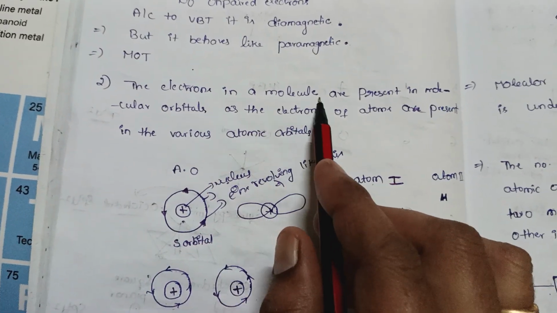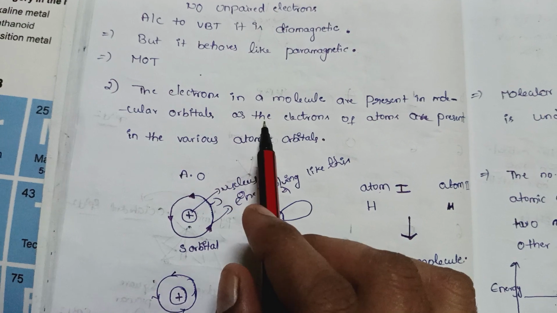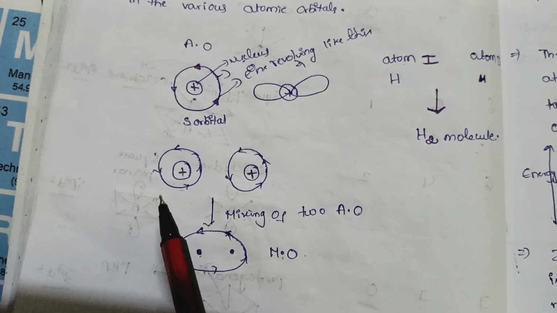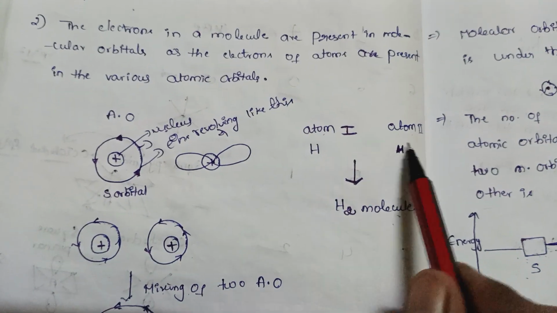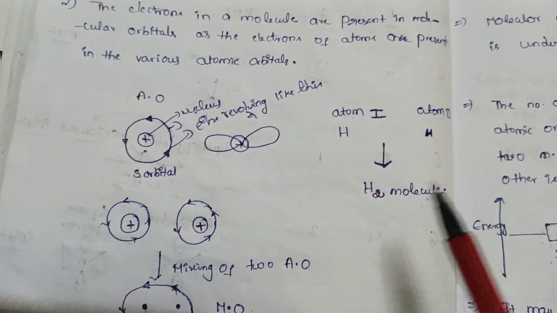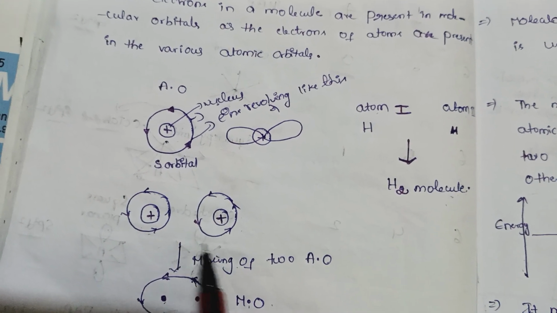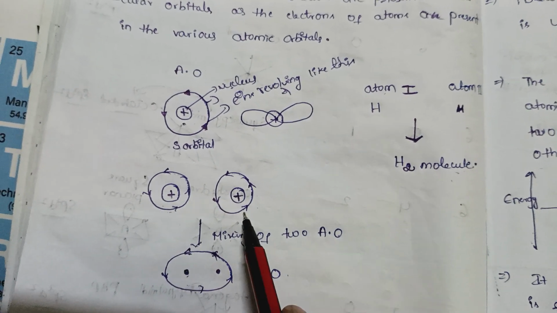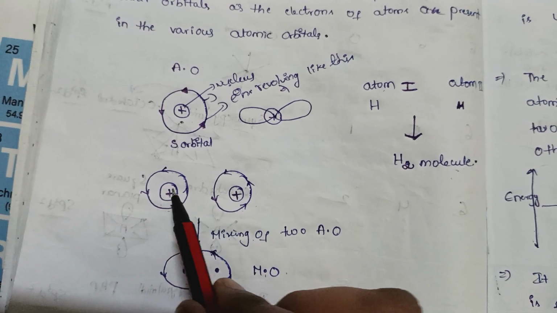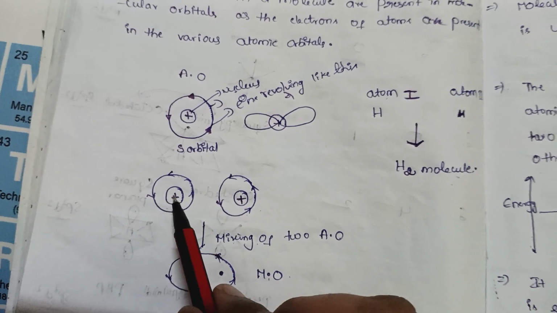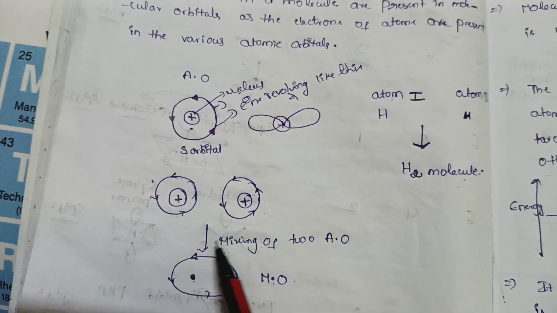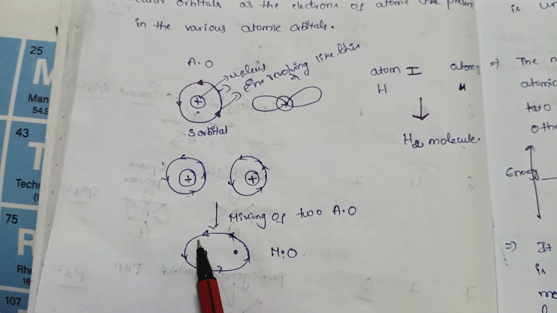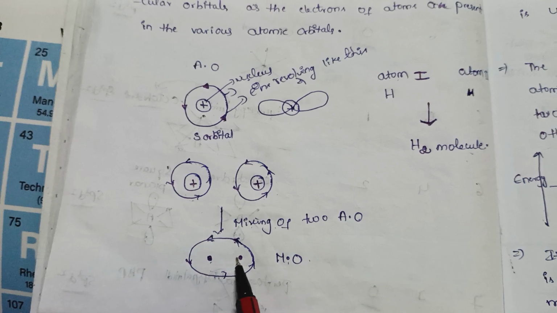The electrons in a molecule are present in molecular orbitals, as the electrons of atoms are present in the various atomic orbitals. If two atoms combine together, it forms a molecule. Whenever two atomic orbitals combine together, it forms a molecular orbital. Here, this is one atomic orbital, this is the other atomic orbital. This is the nucleus, with electrons revolving around it. Here, the electrons are under the influence of one nucleus. This is a molecular orbital, where the electrons are under the influence of two nuclei.